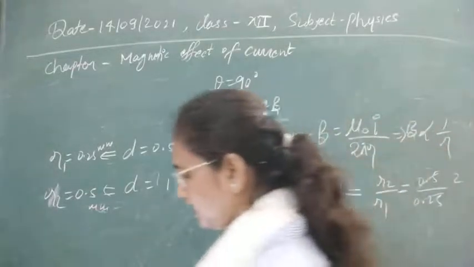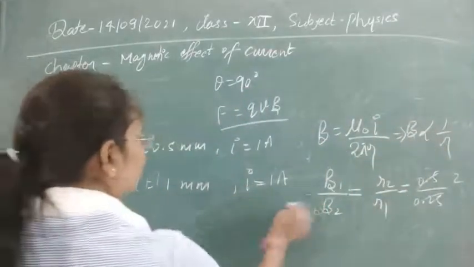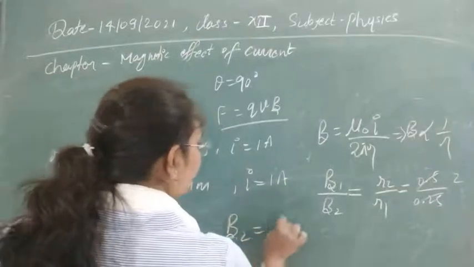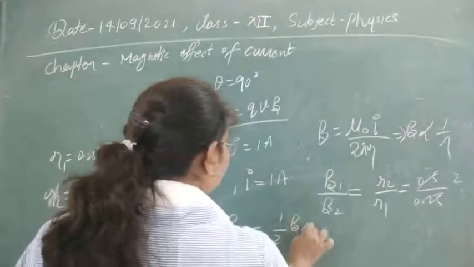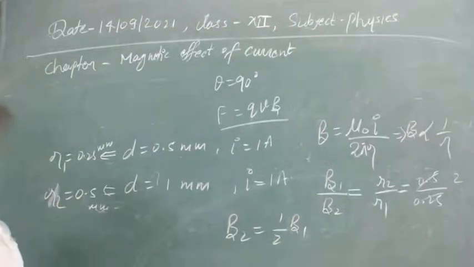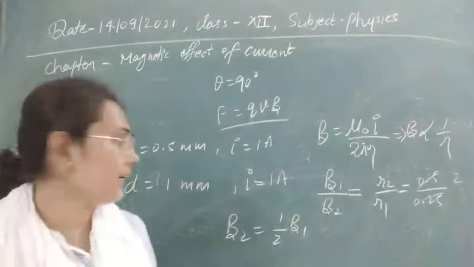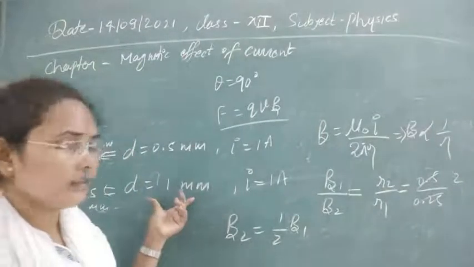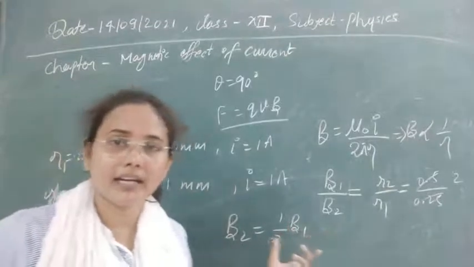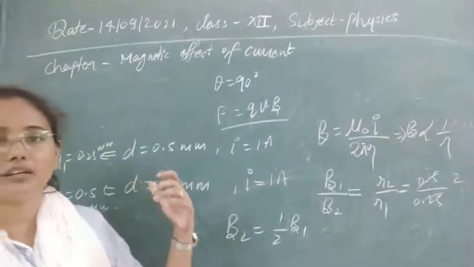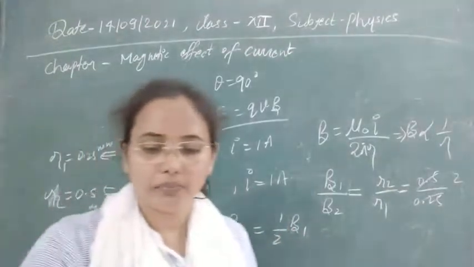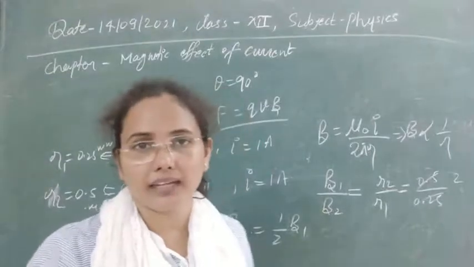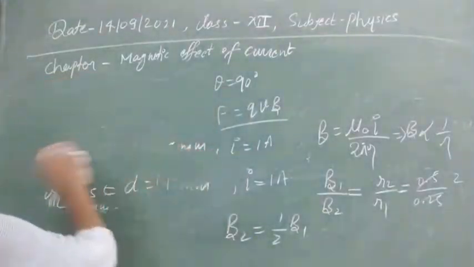So the second magnetic field B2 will be equal to 1 by 2 times B1. So whenever we replace the straight wire by this diameter, for the same current, the magnetic field becomes half of the original magnetic field from the first wire.